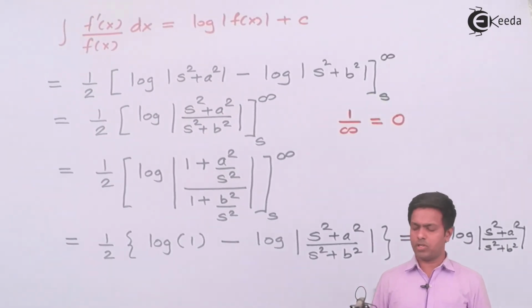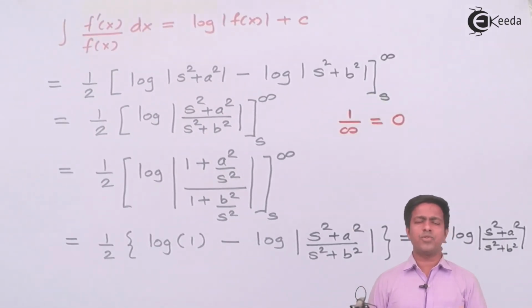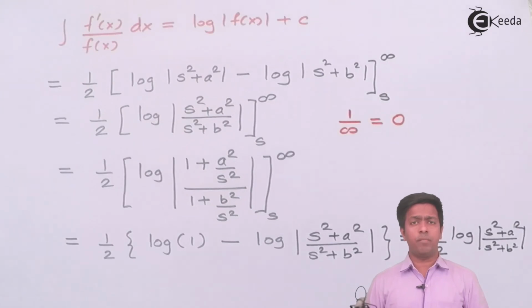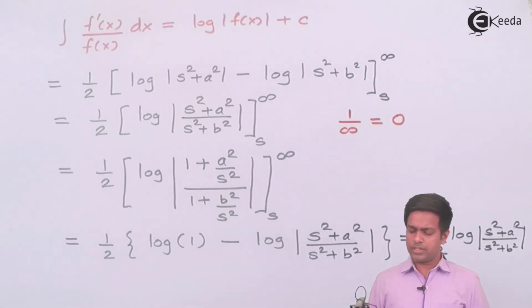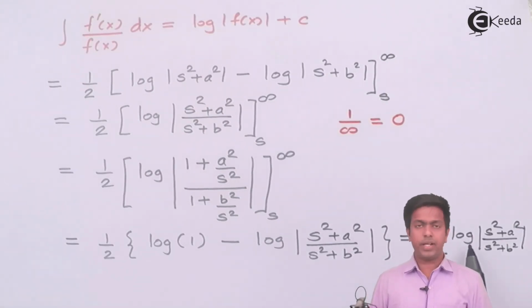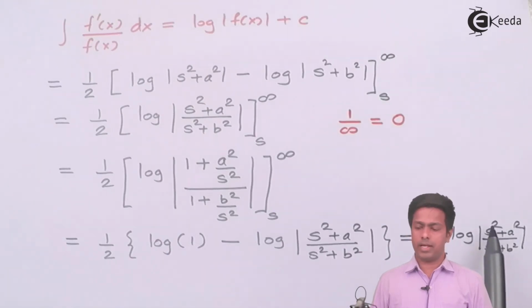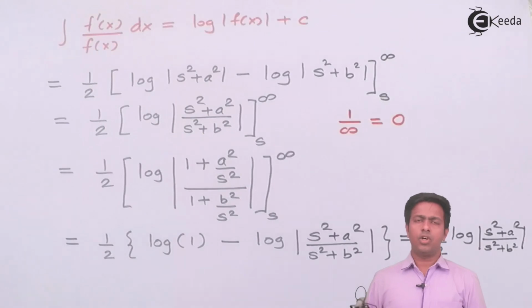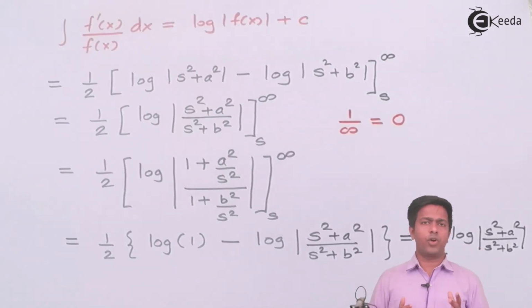If you want to make it positive, then in the previous video I have used the property of logarithm, that negative log of a upon b is positive log of b by a. So I can remove this negative sign and I'll make this log of s square plus b square upon s square plus a square. So you can keep this answer, or you can convert it into a positive log term. And here we got the value.